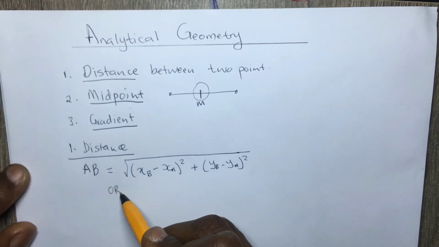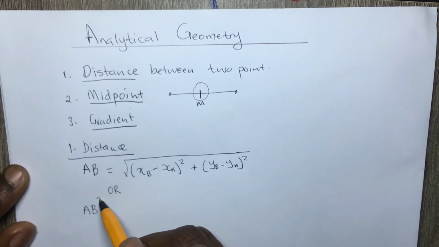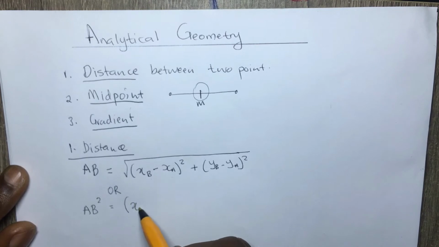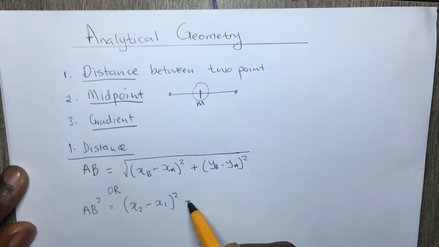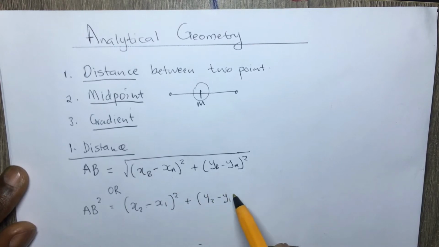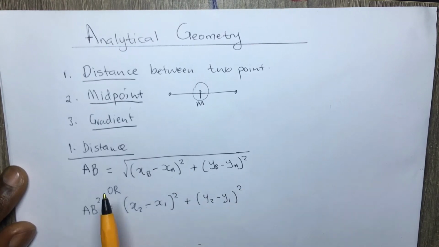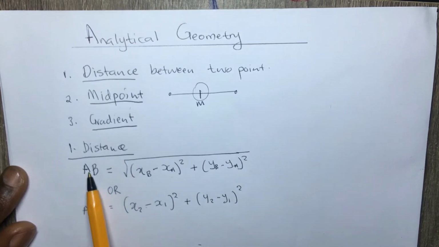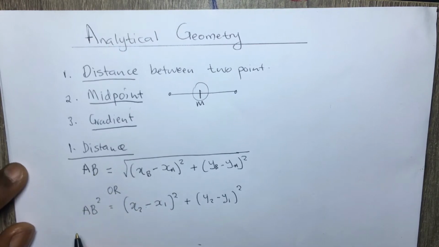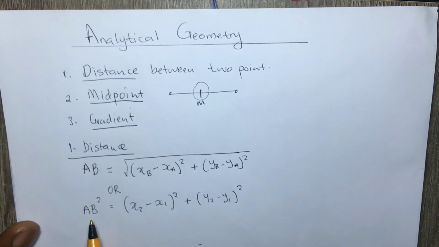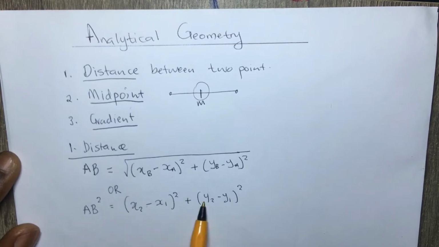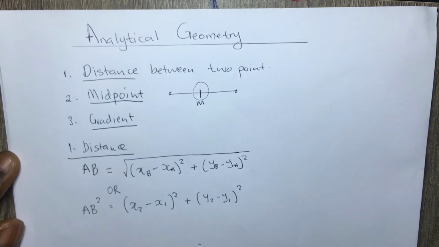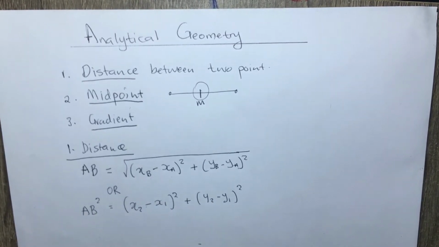We can use this one or this one. So AB squared equals X2 minus X1, all squared, plus Y2 minus Y1, all squared. There's nothing different. What I did there: if we want to get rid of a square root, we square both sides. So that's why it is squared. You can use either one. It works perfectly the same, but when we deal with application, we're going to focus on this last topic in more detail.